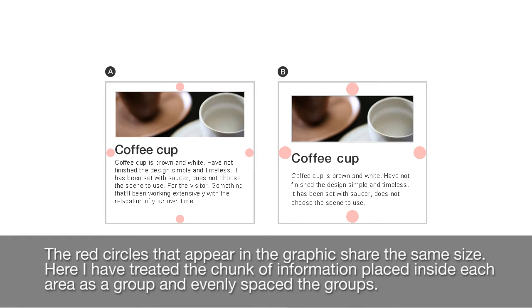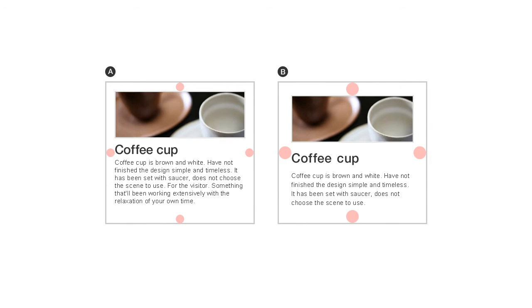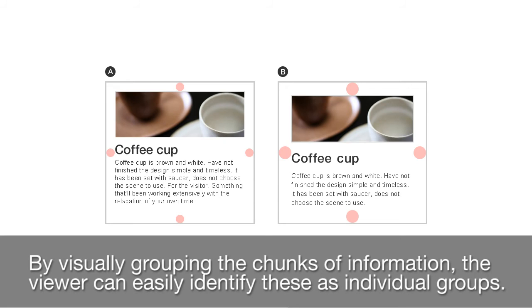The red circles that appear in the graphic share the same size. Here, I have treated the chunk of information placed inside each area as a group and evenly spaced the groups. By visually grouping the chunks of information, the viewer can easily identify these as individual groups.